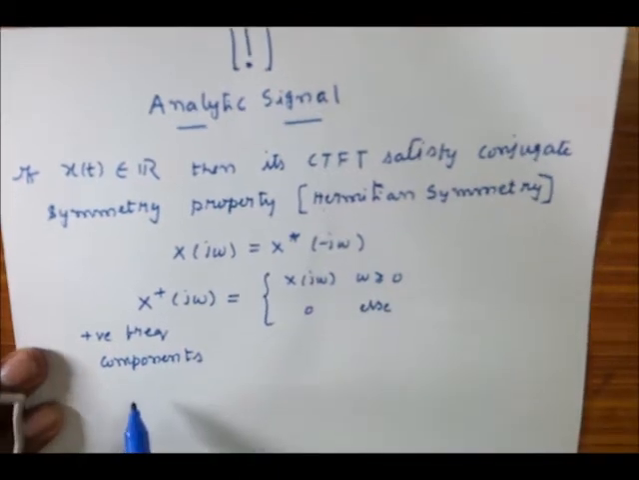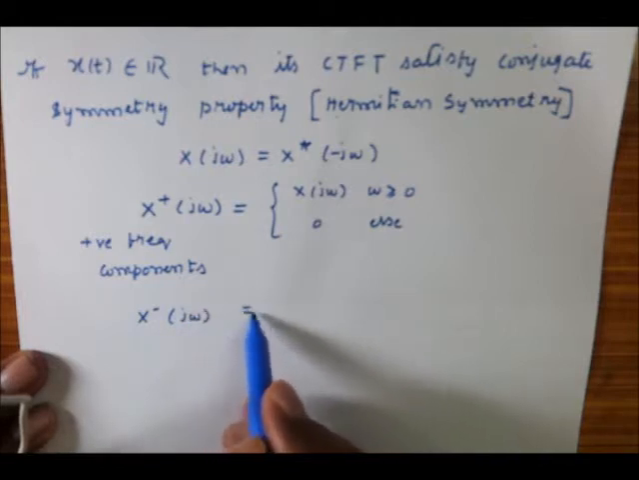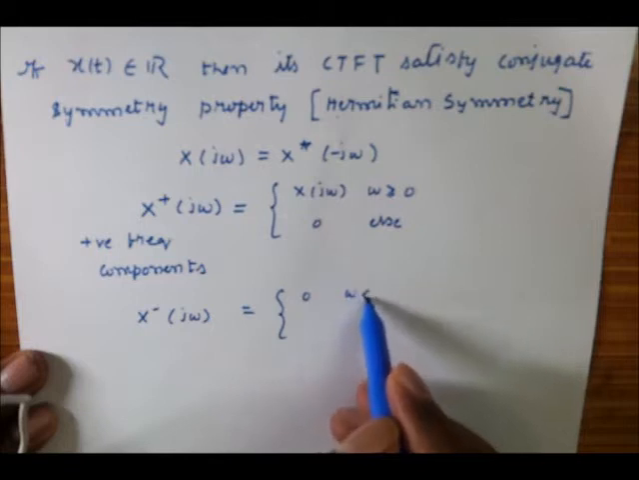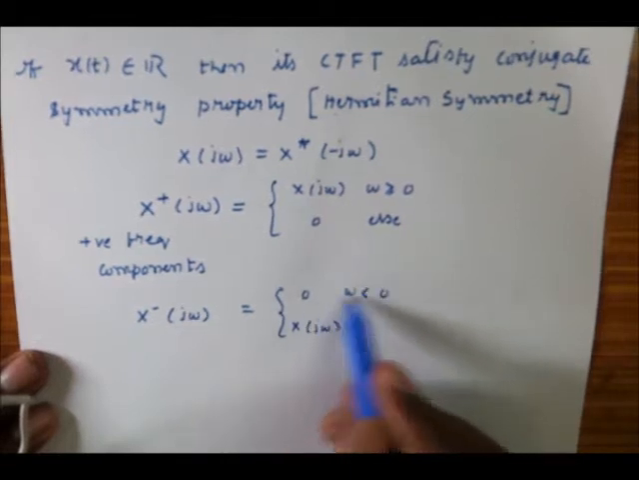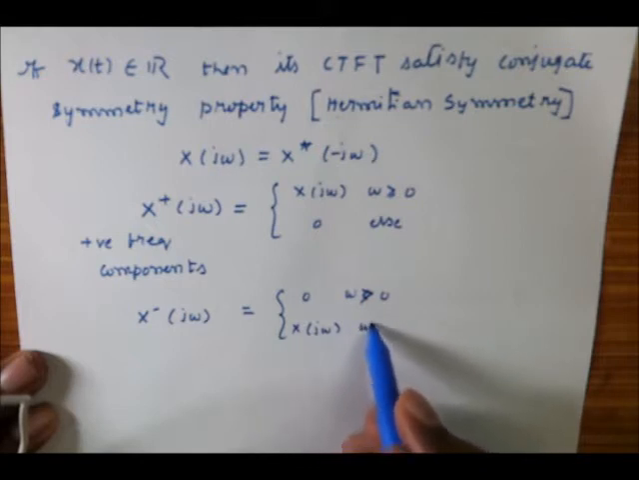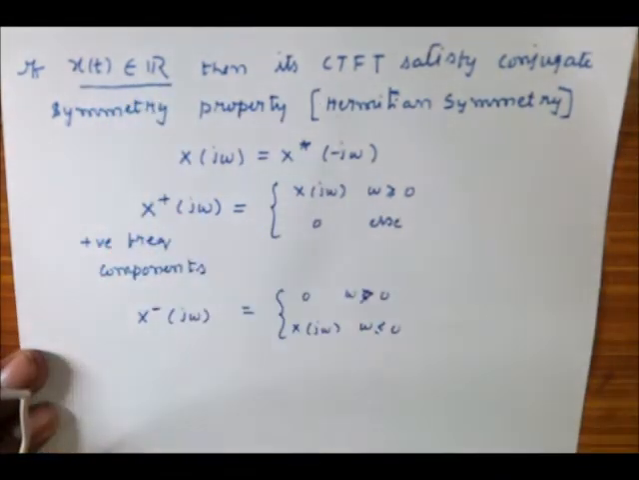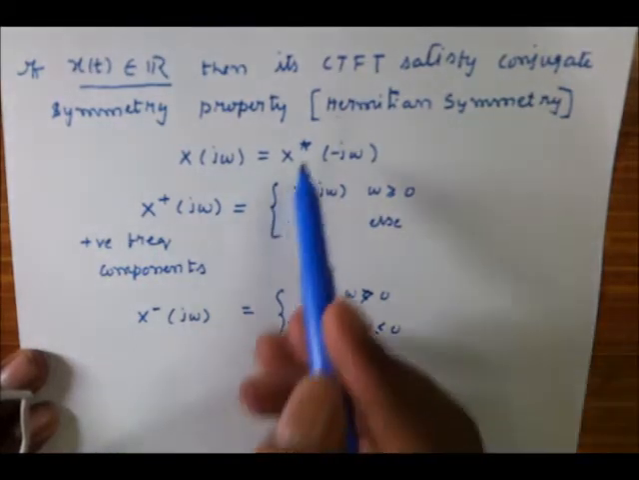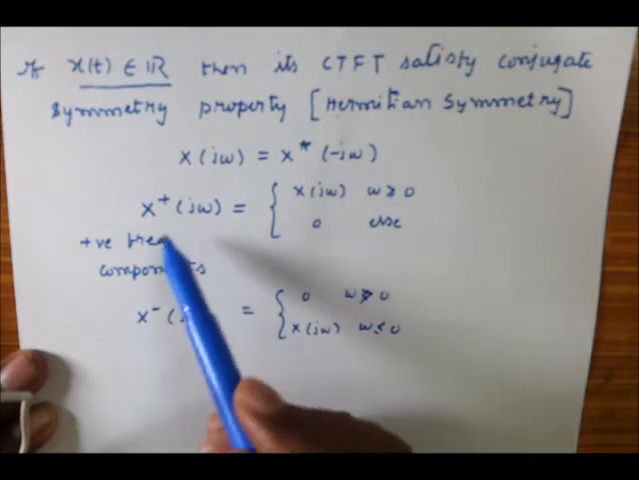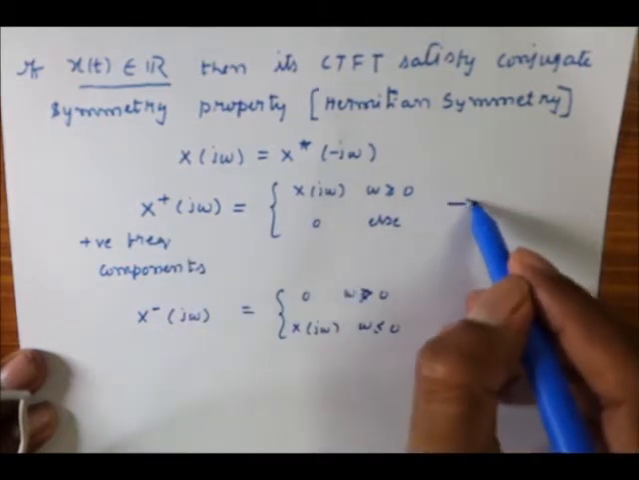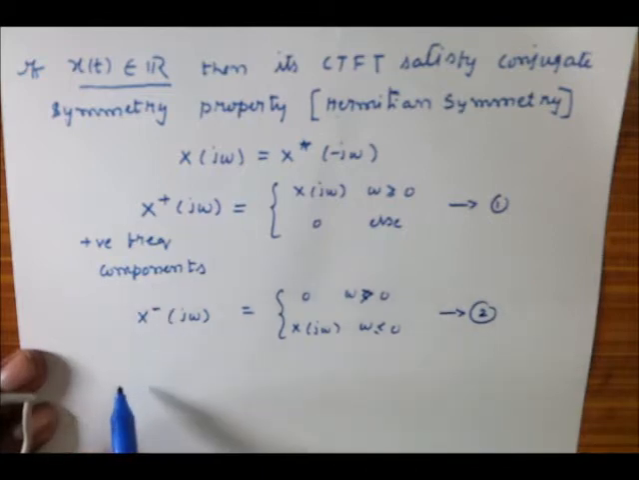Similarly, you can get the negative frequency components, defined by x minus of j omega, which will be equal to 0 when omega is greater than 0, and x of j omega when omega is less than or equal to 0. Note that the signal x of t being real is very important. If x of t is real, it will satisfy Hermitian symmetry. So let us say this is 1 and this is 2. How are 1 and 2 related?